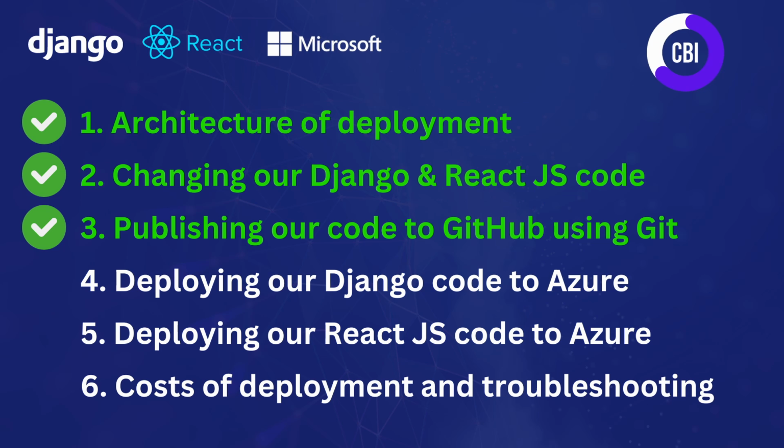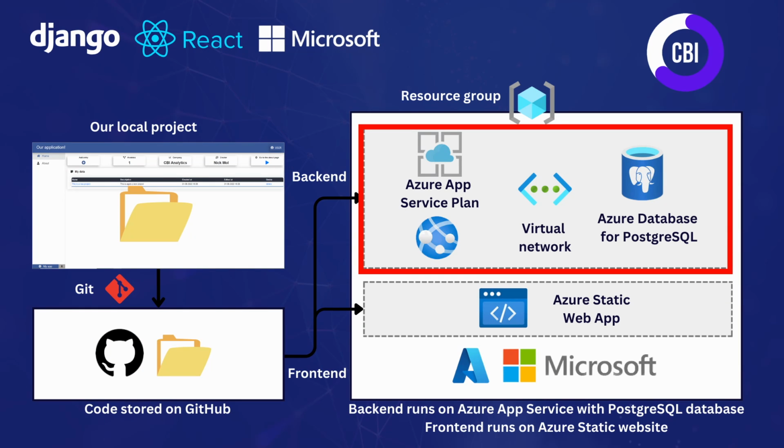In the next videos, we're going to deploy our front end, and I'm going to tell you a little bit more about troubleshooting and also about the cost of this deployment. But first, we need to deploy our Django backend to Microsoft Azure. And when we take a look at the architecture of this deployment, it is actually a little bit between the bottom left of the overview and the top right, because we're going to connect our GitHub code to the backend services on the Azure portal.